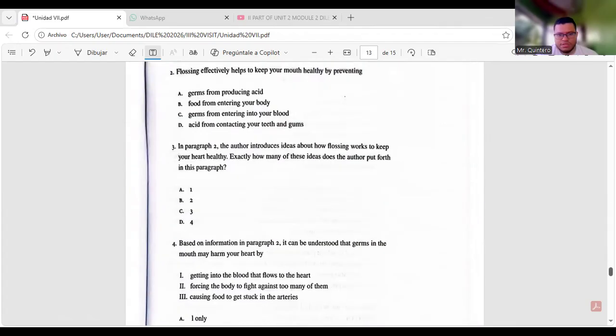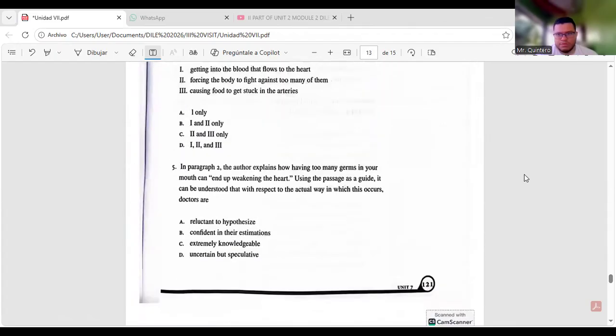Now let's answer the questions right here from page 120 and page 121.